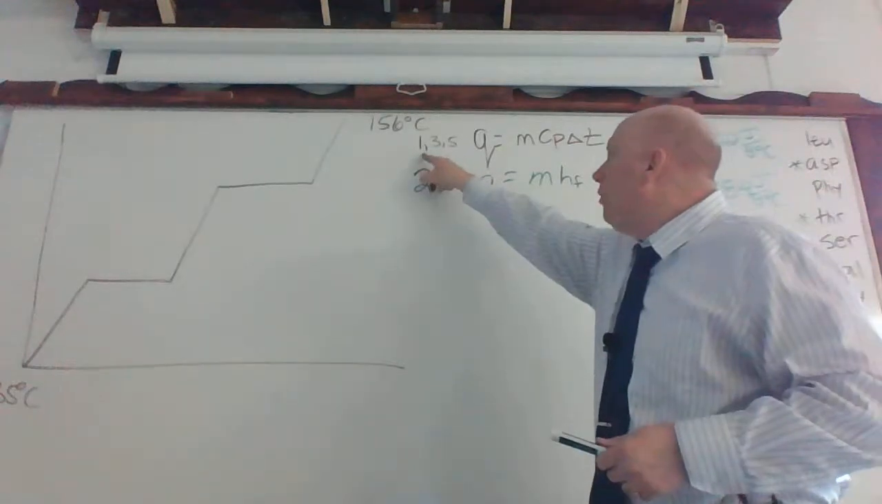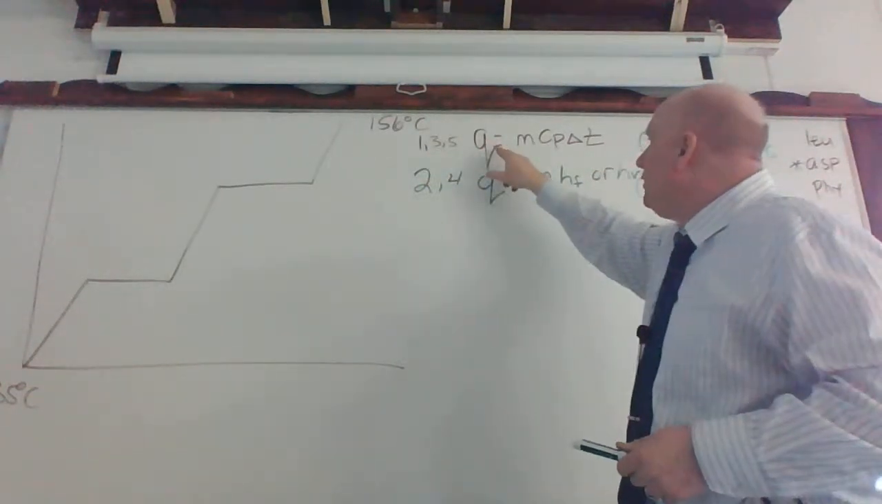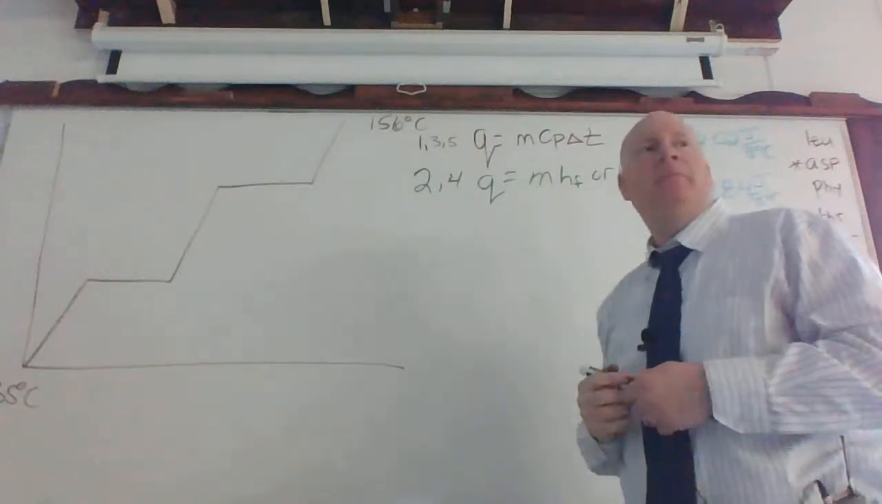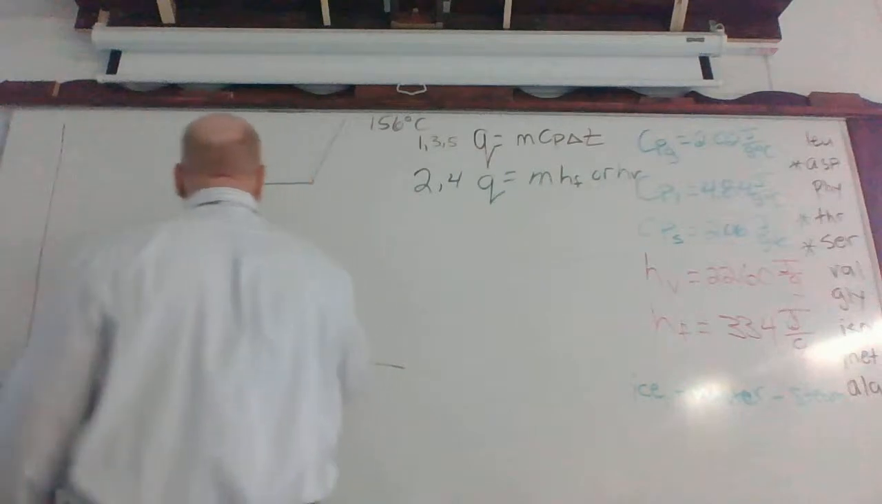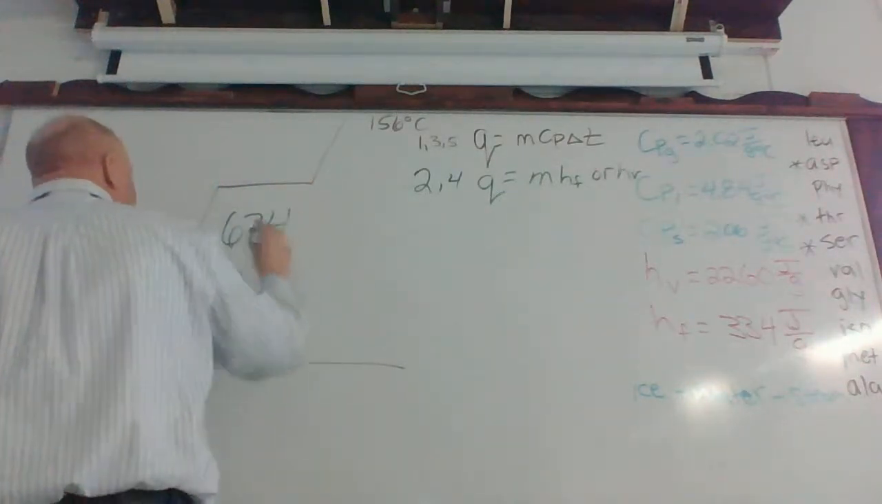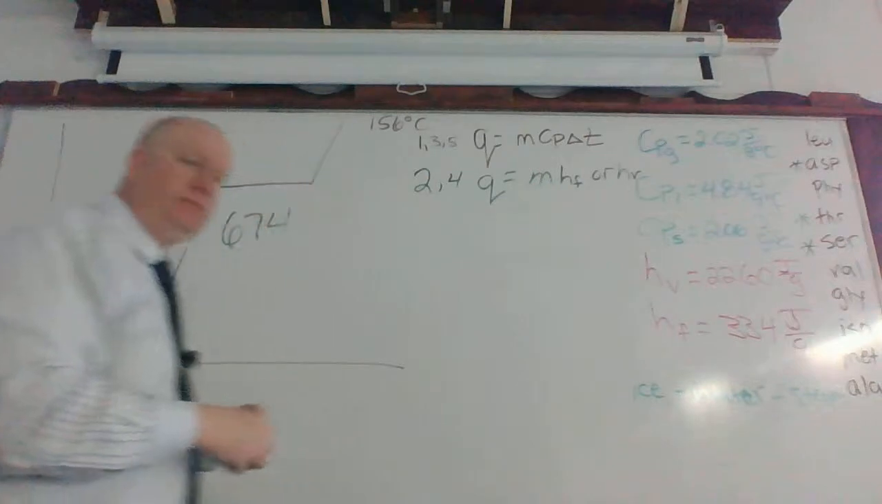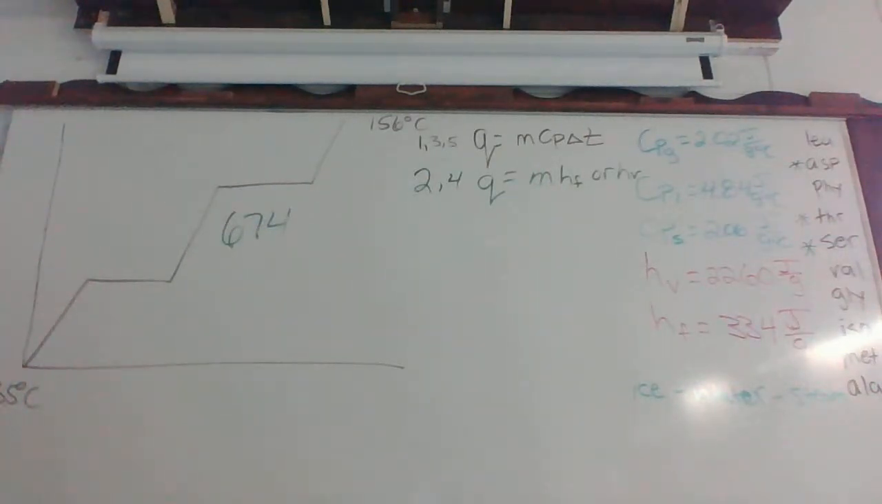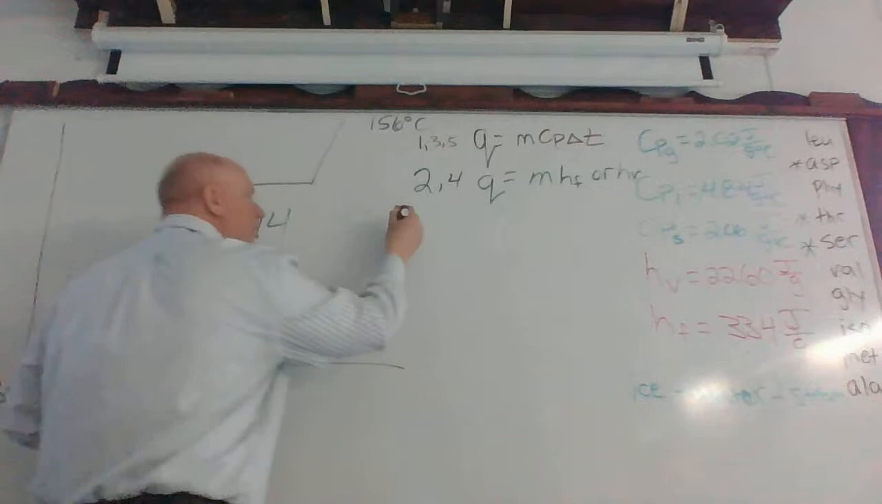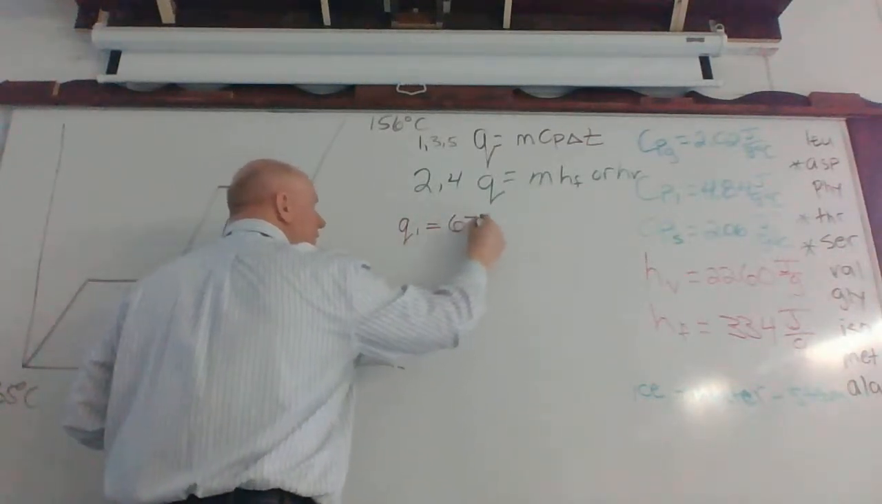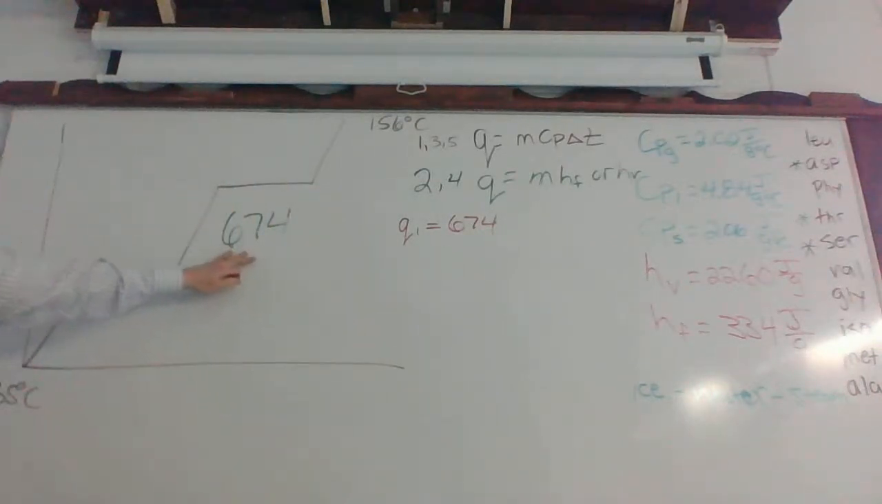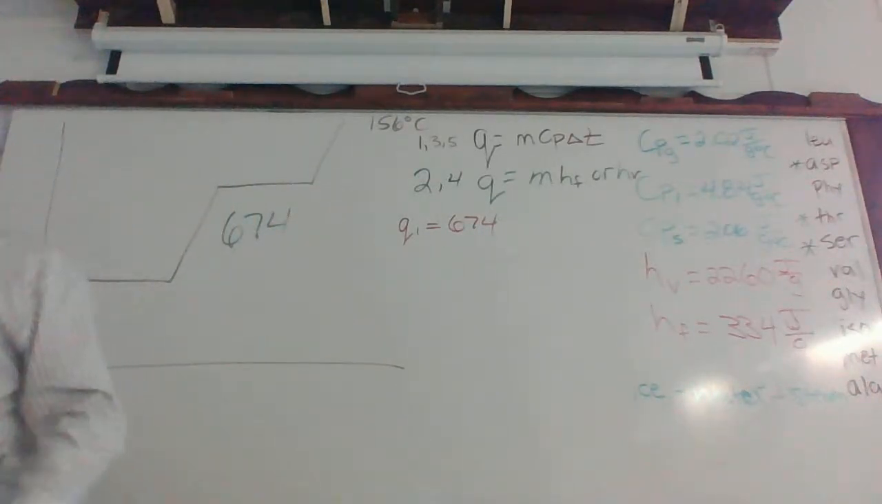So, in step 1, we know that the quantity of heat equals the mass. So you need to give me a mass of this water. 674. Okay. So, with that, in step 1, or Q1, that 674 you just picked, what is the specific heat for H2O in the solid state?